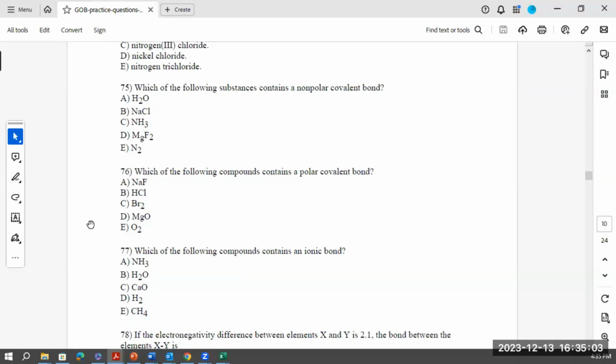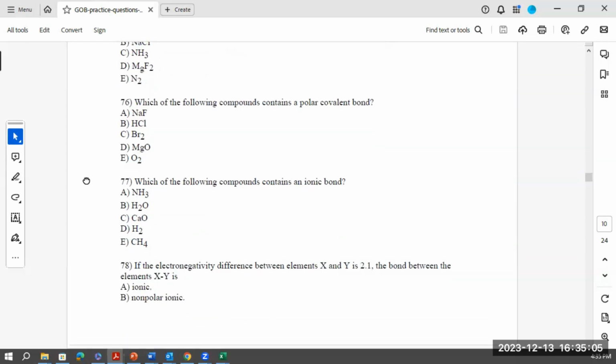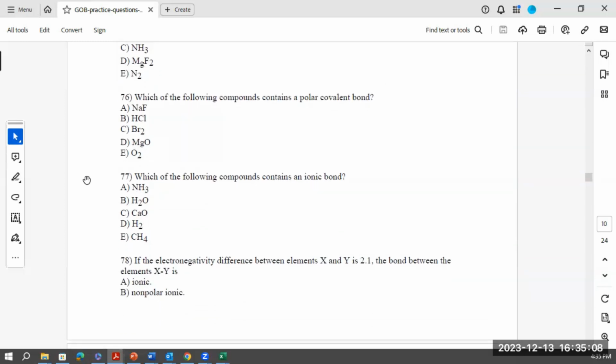Okay. Number 76. Which of the following compounds contains a polar covalent bond? A, sodium fluoride. B, hydrogen chloride. C, bromine. D, magnesium oxide. Or E, oxygen. B. B as in boy. That is correct.